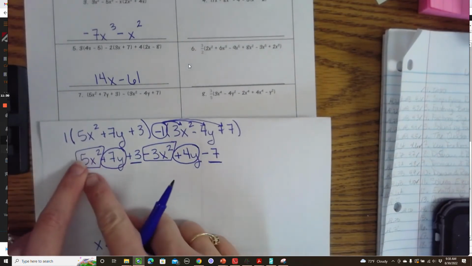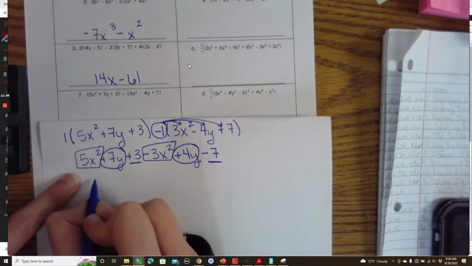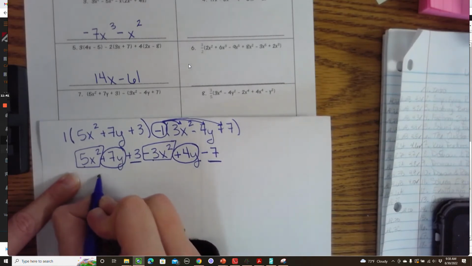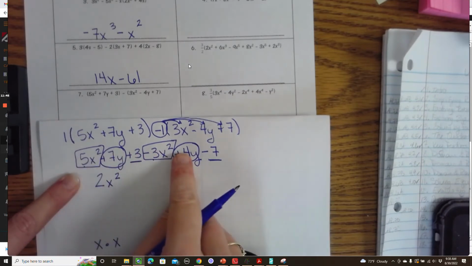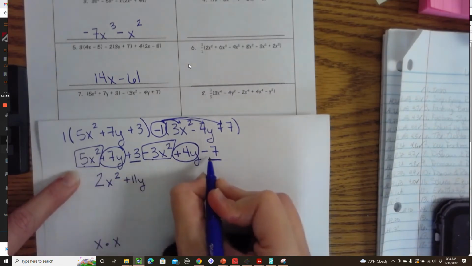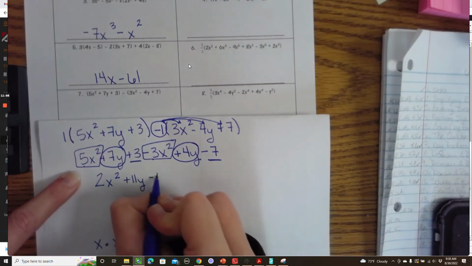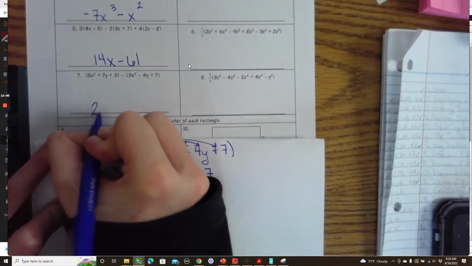All right, 5x squared plus negative 3x squared is 2x squared. 7y plus 4y is 11y. Positive 3 plus a negative 7 is -4. Okay, so that's your answer there.